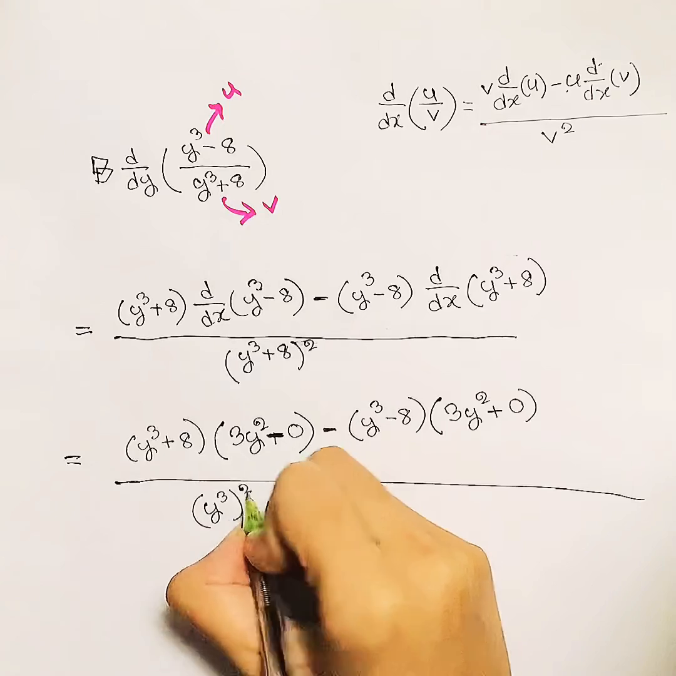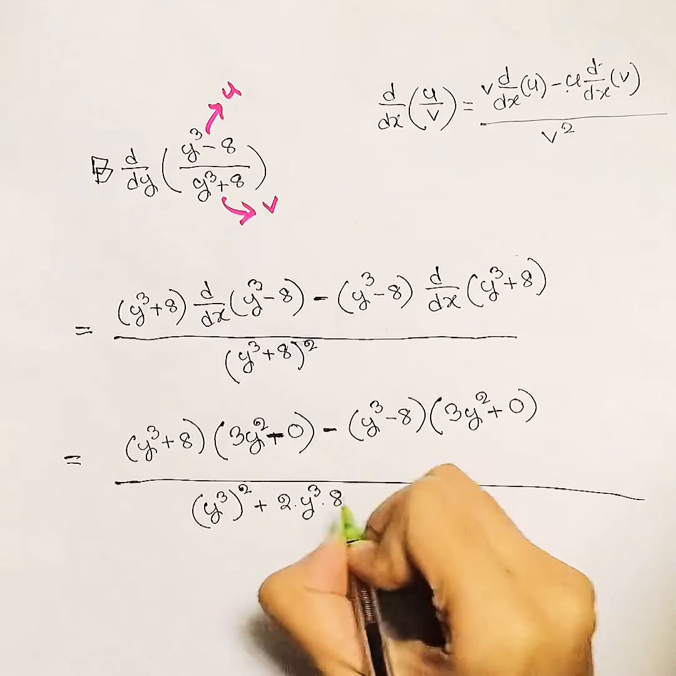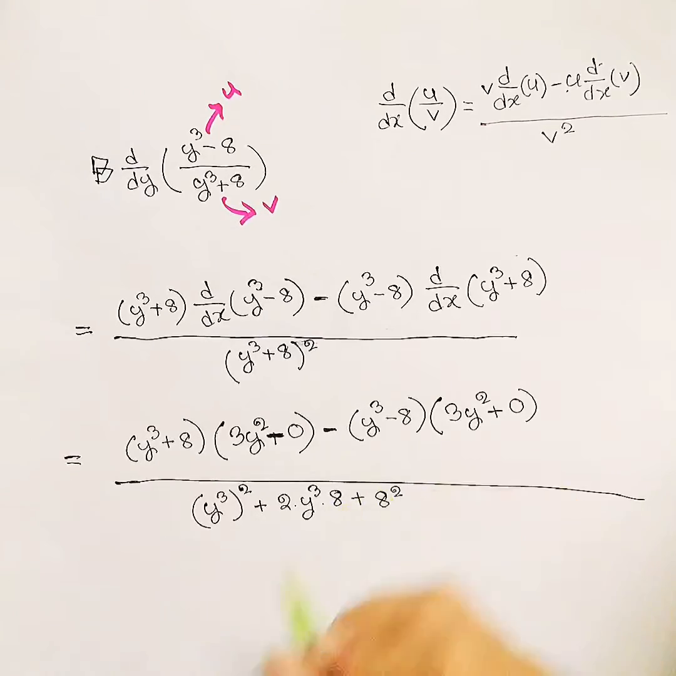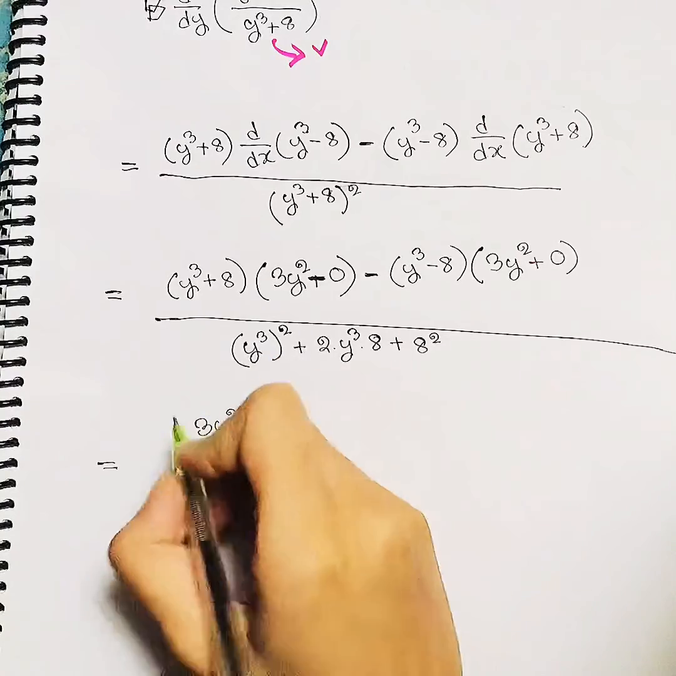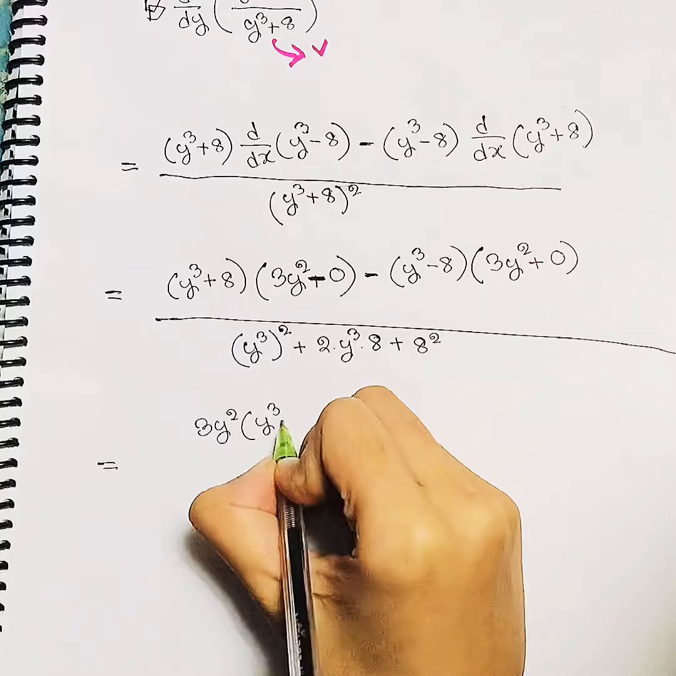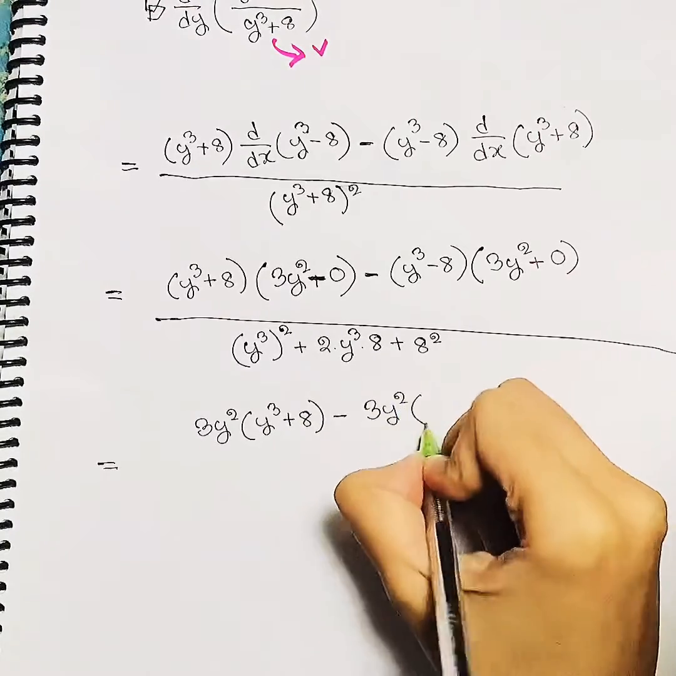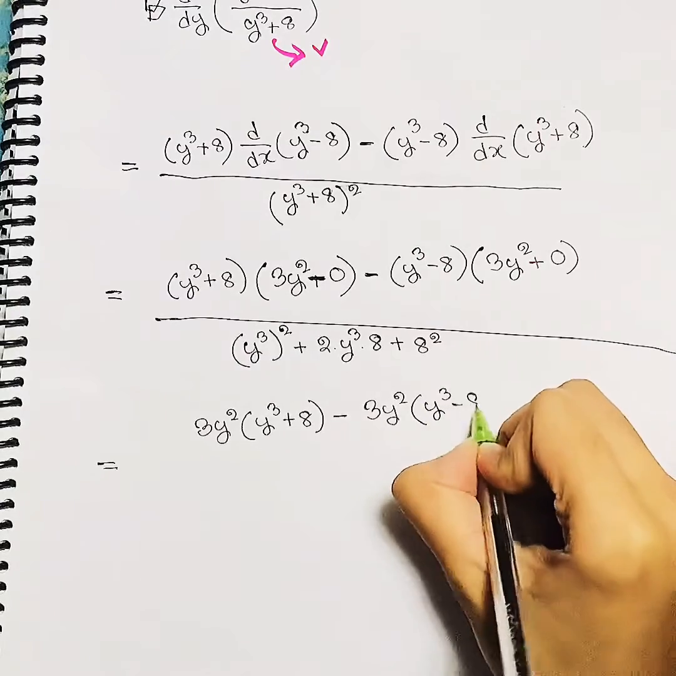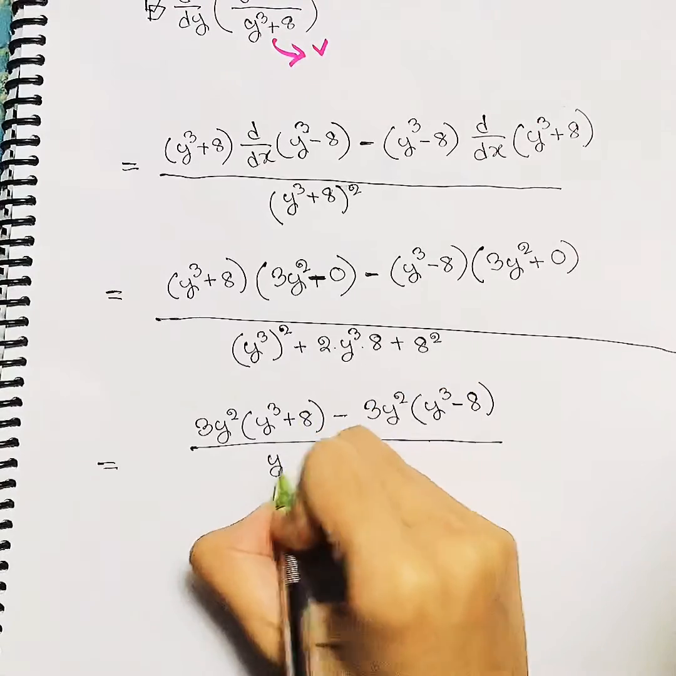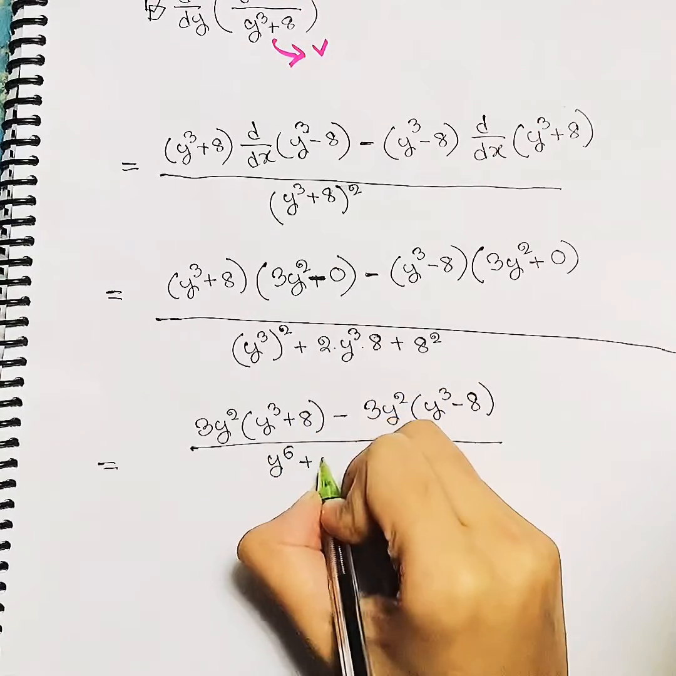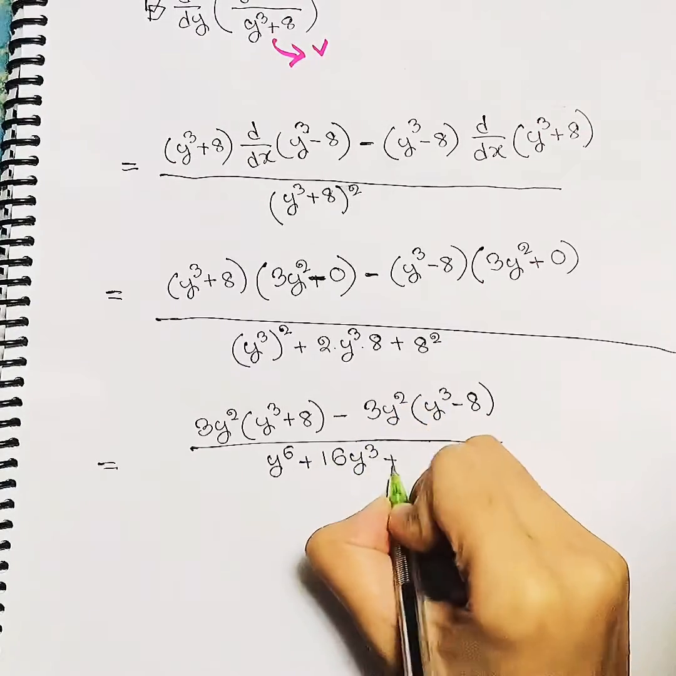If I expand the denominator now, it will become (y to the power 3) whole square plus 2 into y to the power 3 into 8 plus 8 square. Now from this line, the next line will be 3y square into (y cube plus 8) minus 3y square into (y cube minus 8), and the denominator will be y to the power 6 plus 16 y cube plus 64.